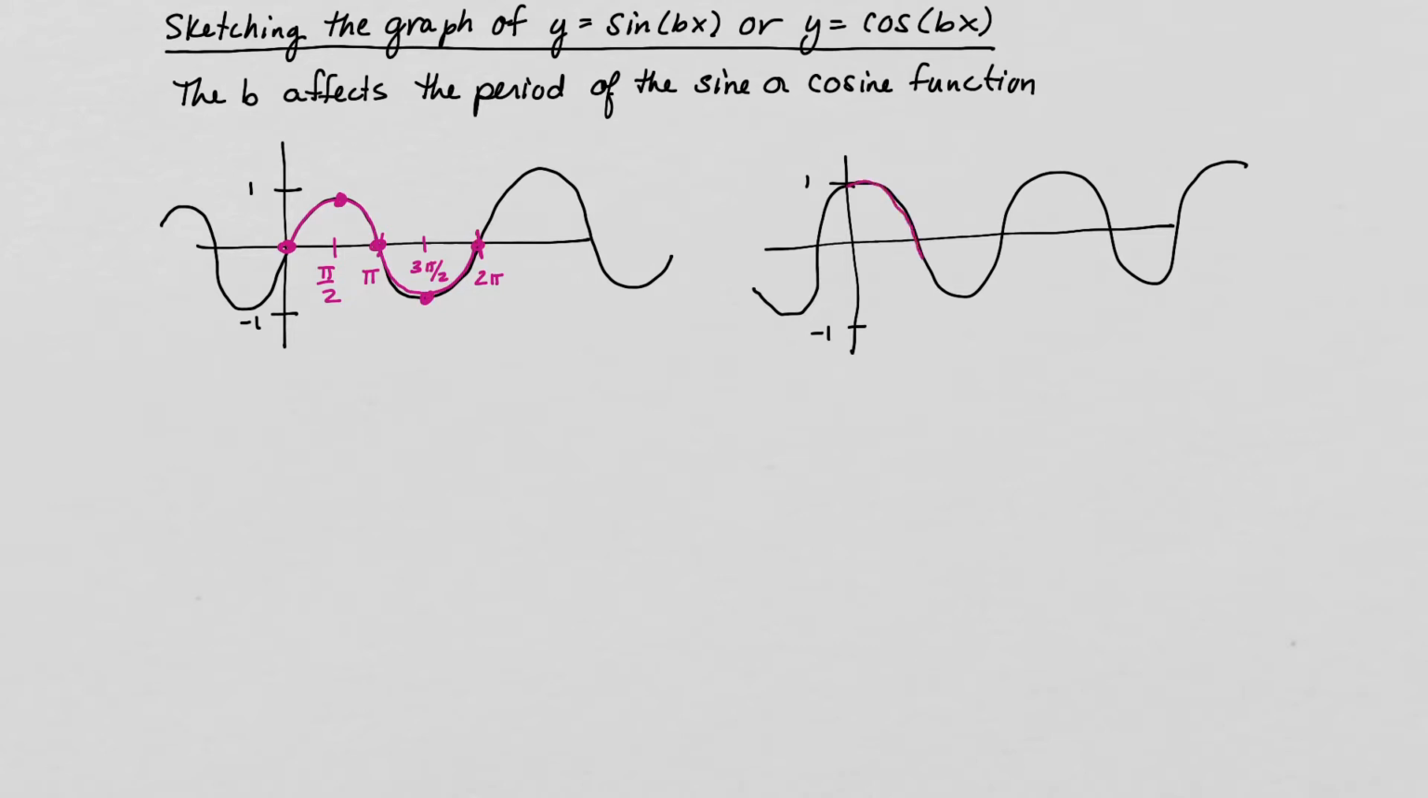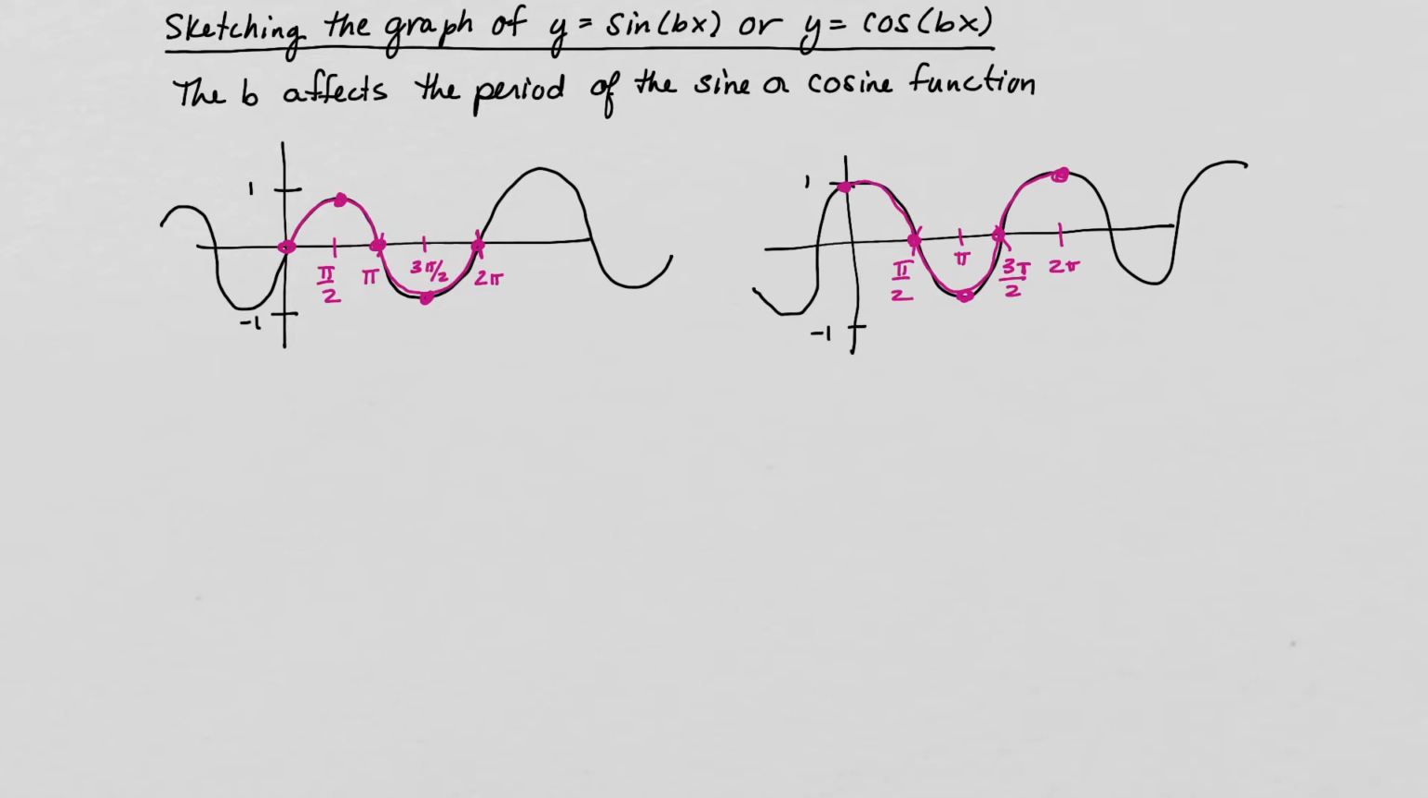In a similar fashion over here, again, this goes out here to 2 pi, pi over 2, 3 pi over 2. And again, if you look at all these points, you have that. So now we want to think about how that b affects these graphs.